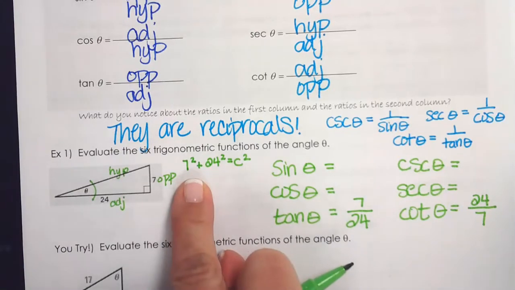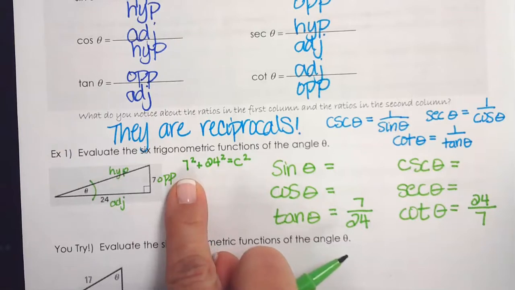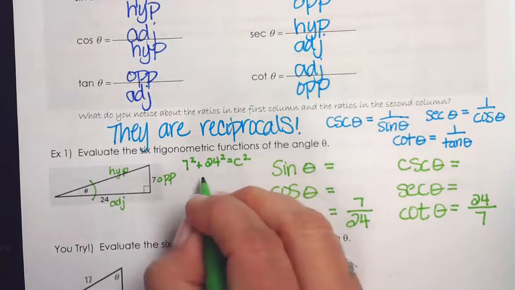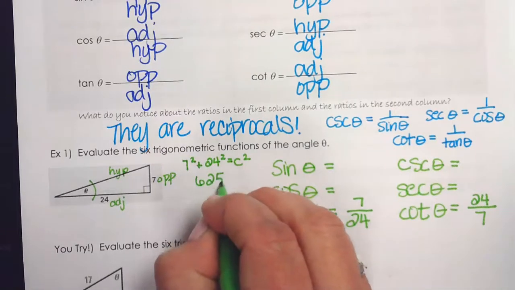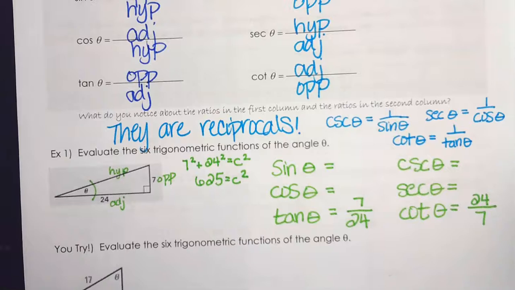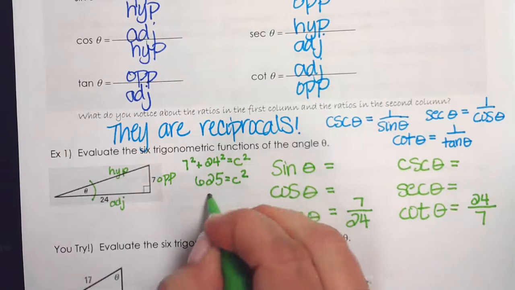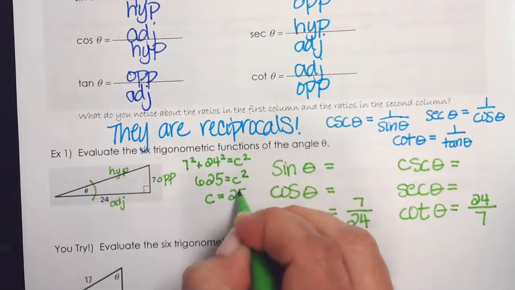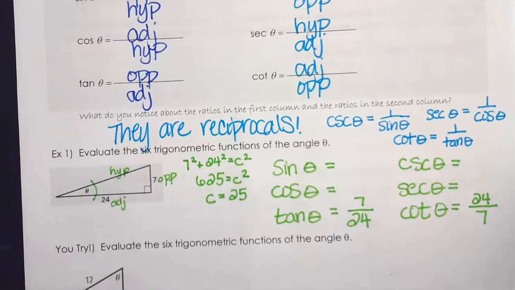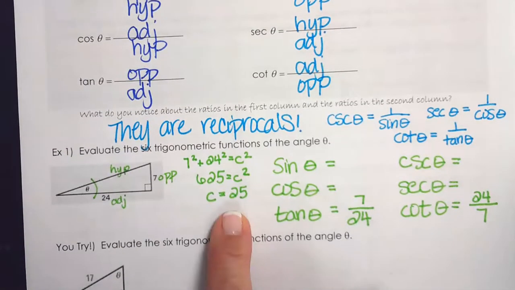So these are both on the same side, so I can take 7 squared, which is 49, plus 24 squared, which is 576, to get that 625 equals C squared. Then I could take the square root, and normally we do plus or minus, but because we're talking about side lengths, we'll just say that C is 25.